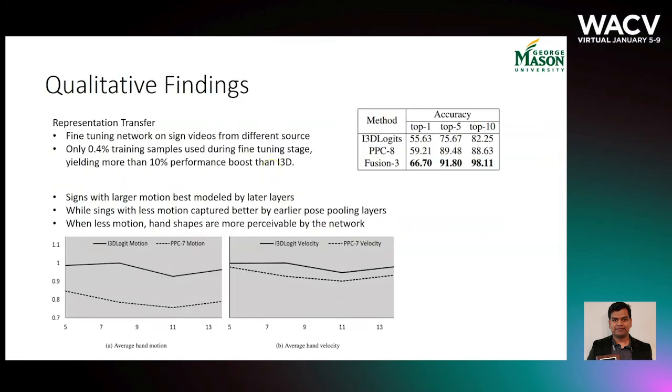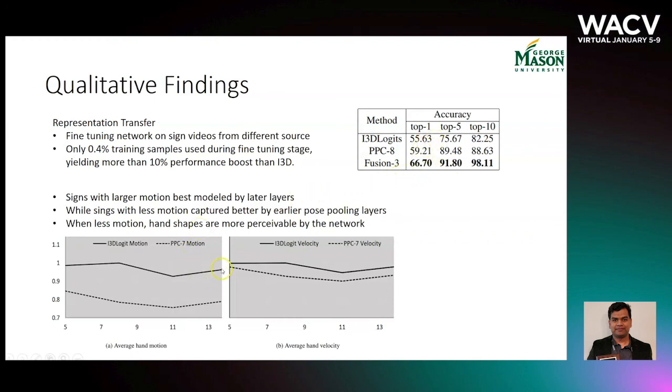Here are some qualitative findings. First of all, we wanted to know how our learned features transfer to similar tasks. So we fine-tuned our model with another data set, and we saw that using only 0.4% of the training data, our method beats the normal I3D by 11% in accuracy.